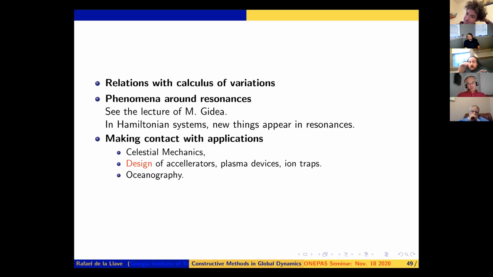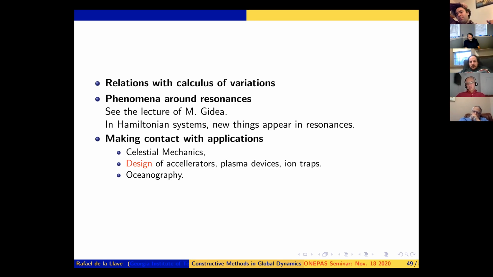And then there are quite a number of new types of things. If you study celestial mechanics or oceanography, then you have to take what nature gives you. But there are quite a number of other things, like when people are constructing accelerators or plasma devices or ion traps, in which the problem is not to study the things that nature gives you, but to design. So you have to choose. So these things that I was telling you, choosing parameters and things like that, is something that people can do.